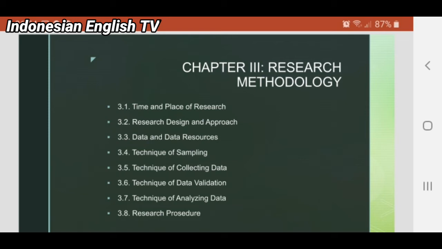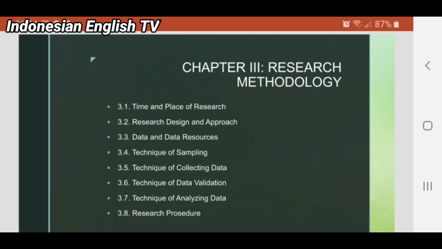And number 3, you have to write data and data resources. What kind of data you want to find in the field, you need to explain here in detail, and also the data resources, so from what sources you want to collect the data. Number 4, you have technique of sampling. You need to write precisely and clearly about the technique of sampling.